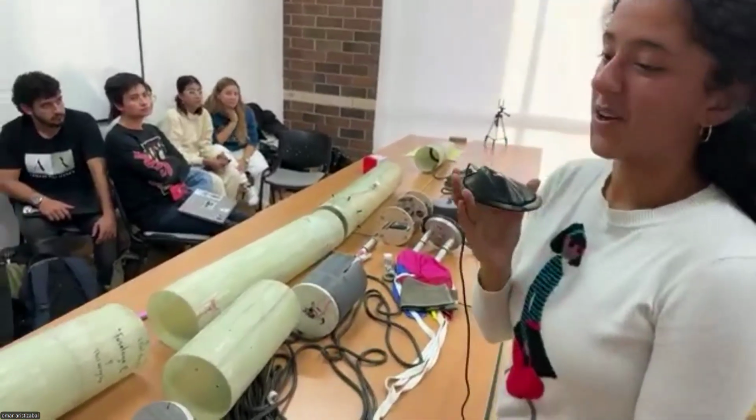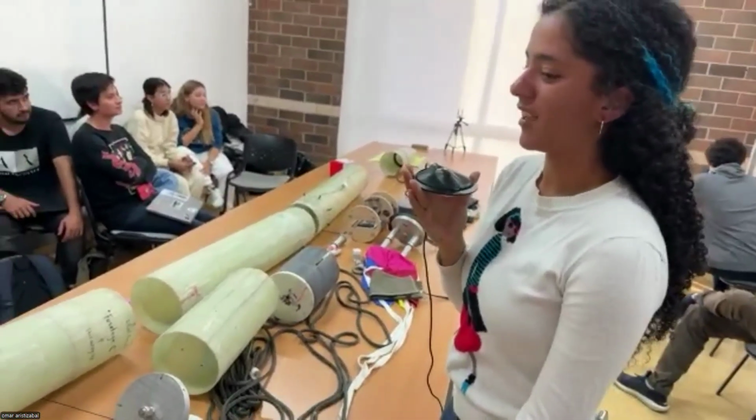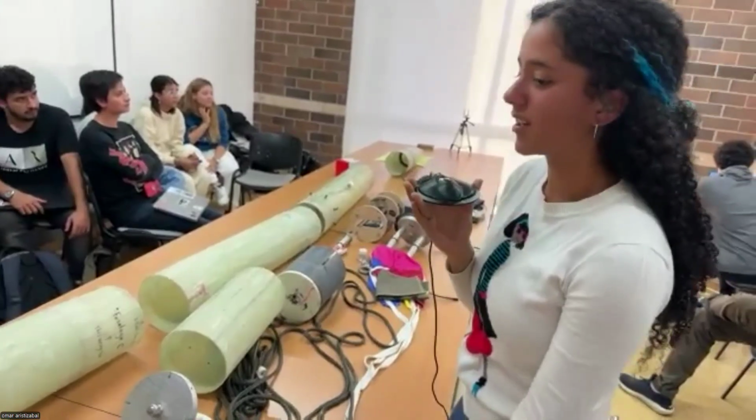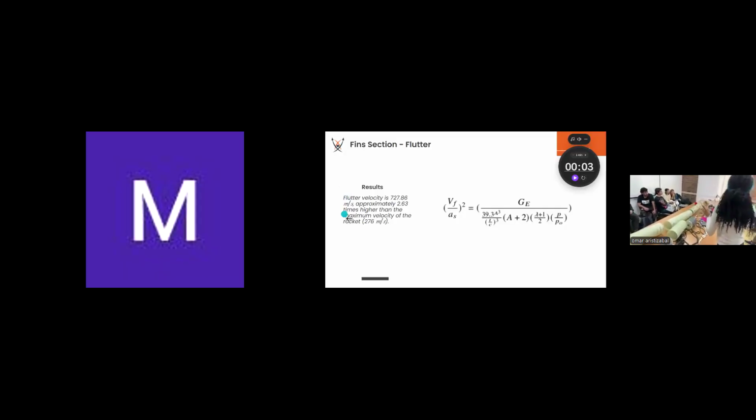It's more than double the maximum speed of the rocket. It's 726 meters per second, and could someone please put that in feet per second? Well, where's your fin, Melissa? Because you're not using flat fins, right? No, we're not. We're using airfoil ones.